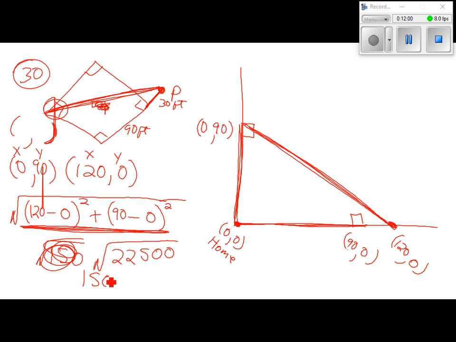So how far did the third baseman throw the ball? 150 feet. Threw it 150 feet.